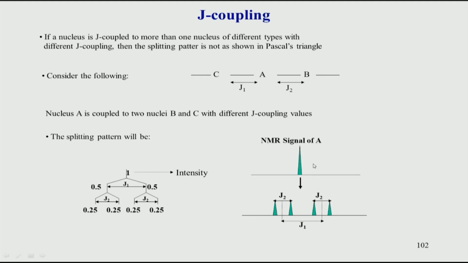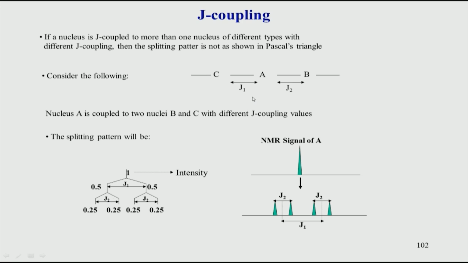So, basically the original peak gets split into a doublet because of the bigger coupling, and then further it gets split into smaller couplings because of another coupling, and that is a doublet further. So, we say a doublet of a doublet. The main point to remember here is that you have to first consider the bigger coupling value and then go to the smaller coupling value.